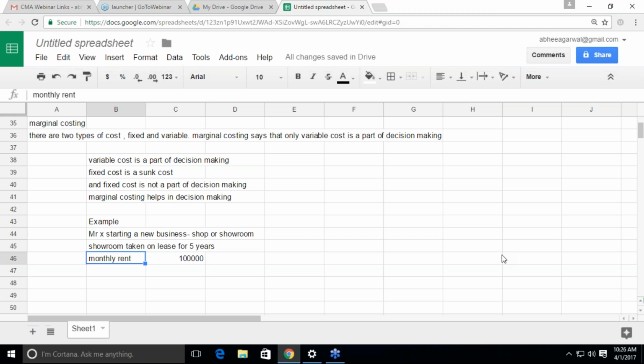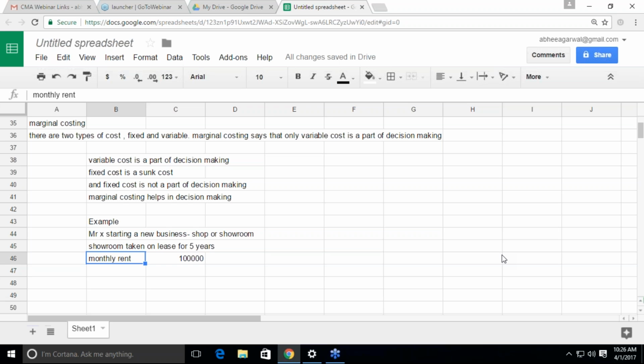For 5 years, whether you sell the goods or do not sell the goods, whether you produce the goods there or do not produce the goods, you have to pay this monthly rent compulsorily. This is your compulsory expenditure. It's not your discretionary expenditure, where if you want to incur it, you will, and if you don't, you won't. It's a liability and responsibility that you have to pay 1 lakh rupees every month.